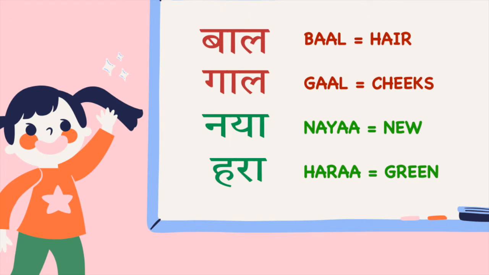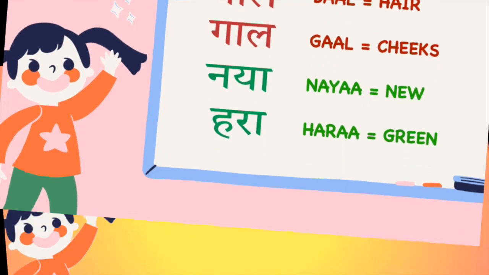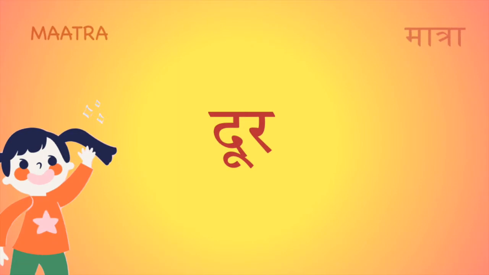Bal, which is hair. Gal, cheeks. Now the next two words have the A ki Maatra in the second letter. Naya, hara. You see how the words have been formed with the symbol? Let's look at the next word.